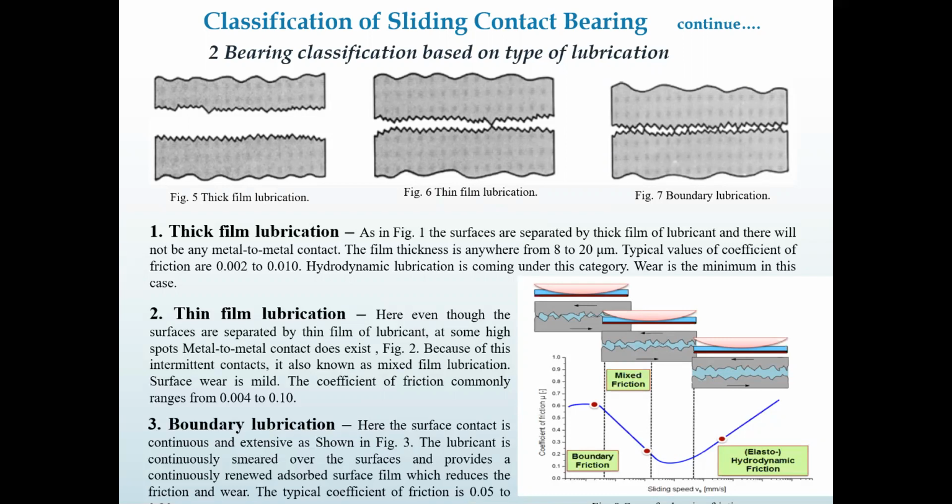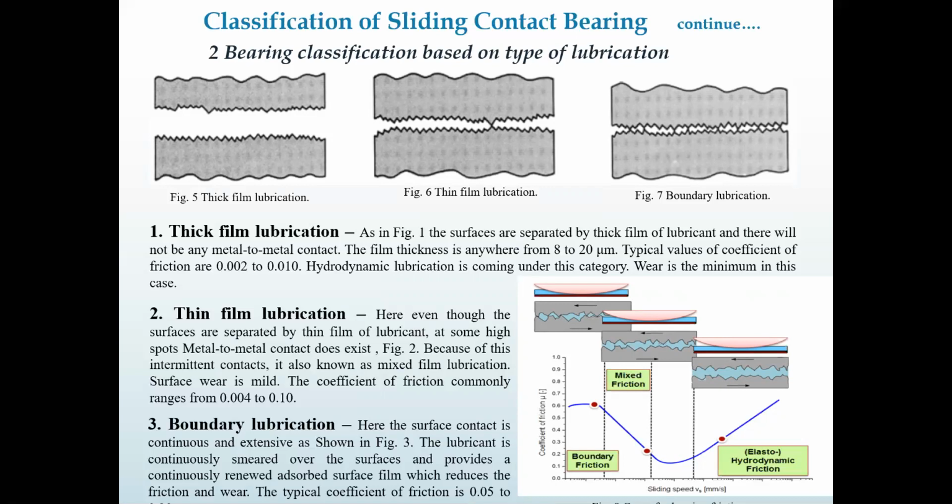Typically, the value of the coefficient of friction is between 0.002 and 0.01, and hydrodynamic lubrication comes under this category. Here the wear is very minimal compared to the remaining cases. The wear is very less. Normally we use grease as the lubricant in this thick film lubrication.